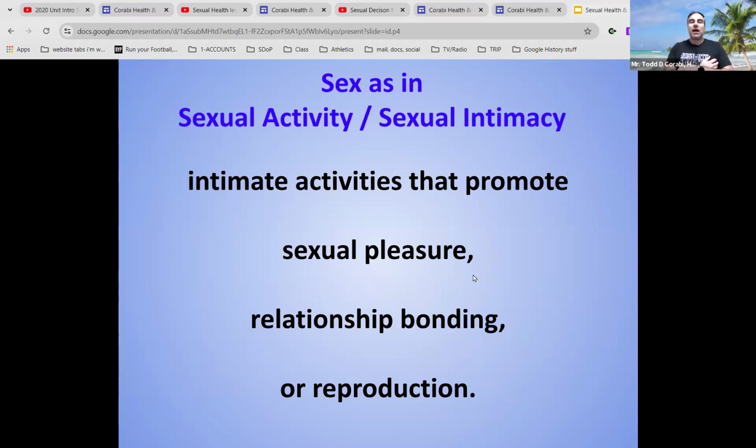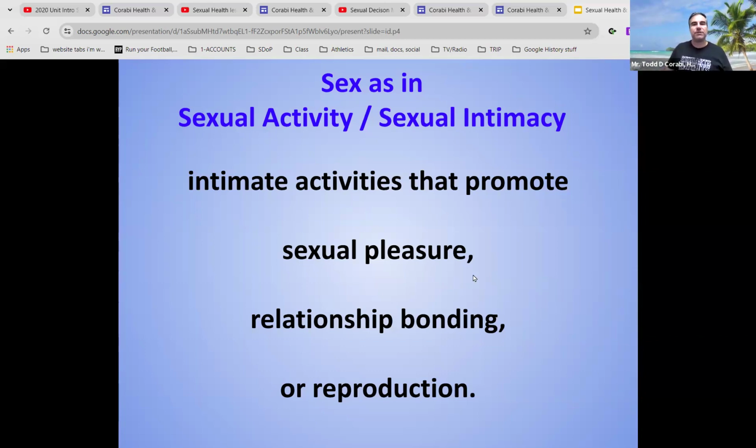But when you're talking about sex, and not just intimacy, but sexual intimacy, sexual activity, you mean any intimate activities that promote sexual pleasure, relationship bonding, or reproduction. You can have sexual activities that one performs with themselves, not to get into any of those answers that make people feel uncomfortable watching this, but you do have sexual activity for these reasons.